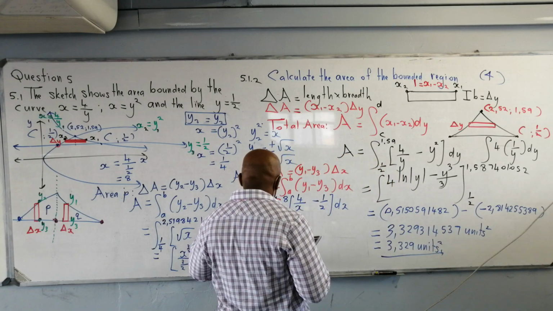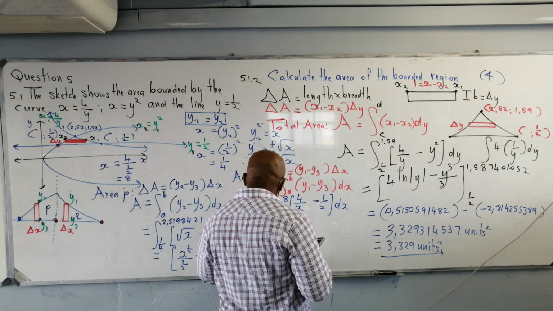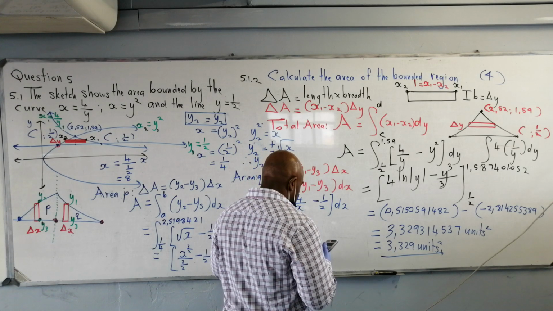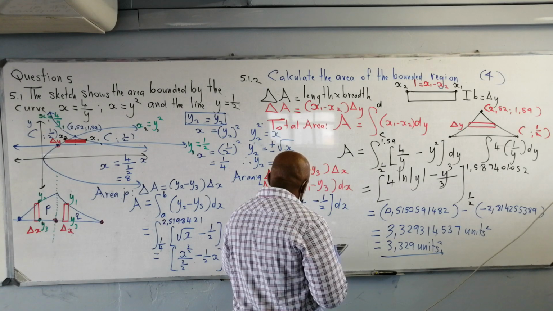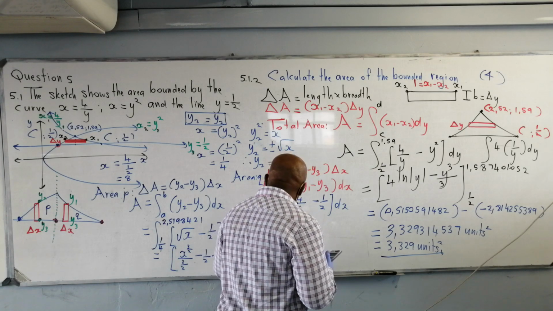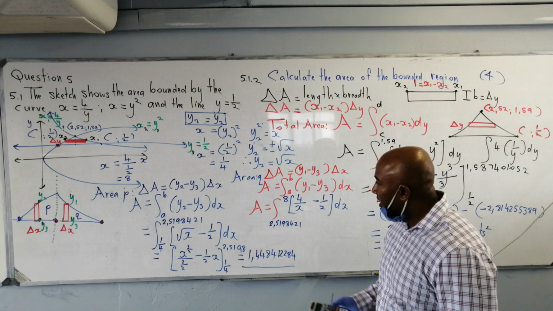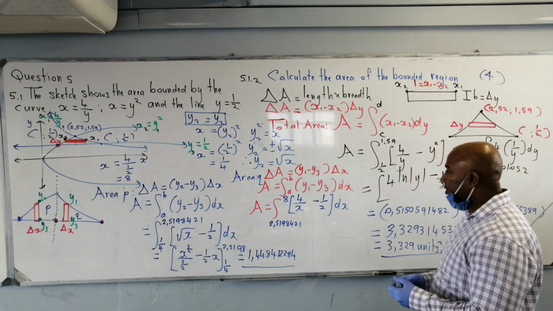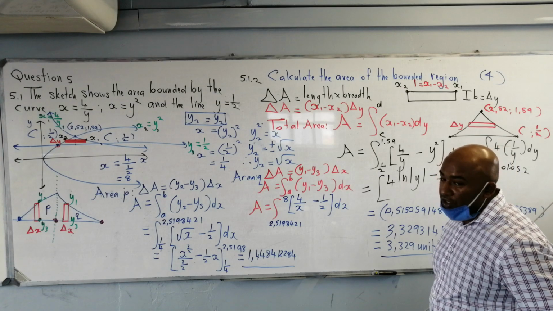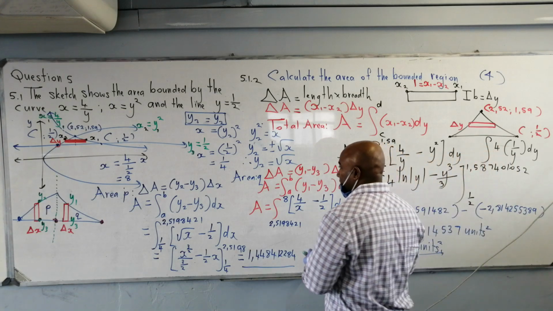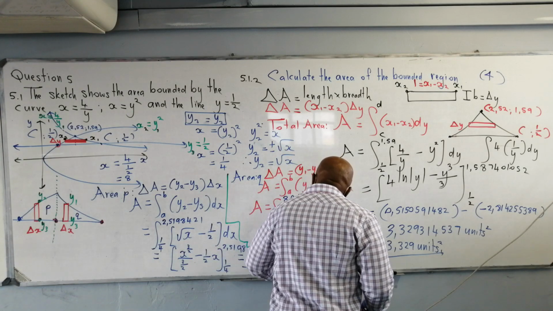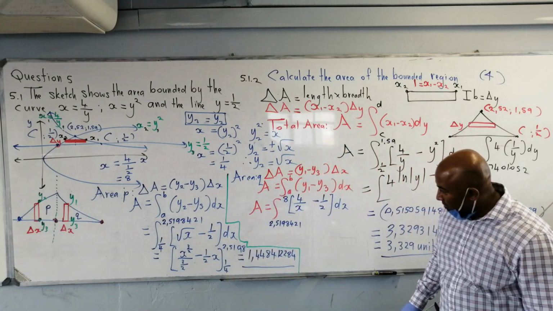Alright, so double check me here. I got 1,4,4,8,4,1,2,2,8,4. That is for area P. Okay, now we need to work out area Q. So let's not mix this whole thing up here. This is for area P.